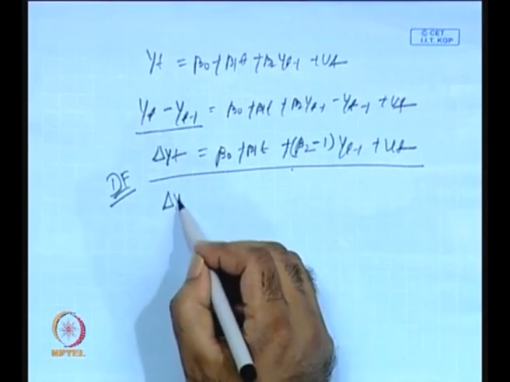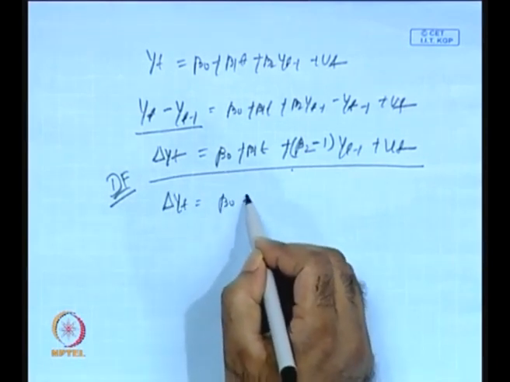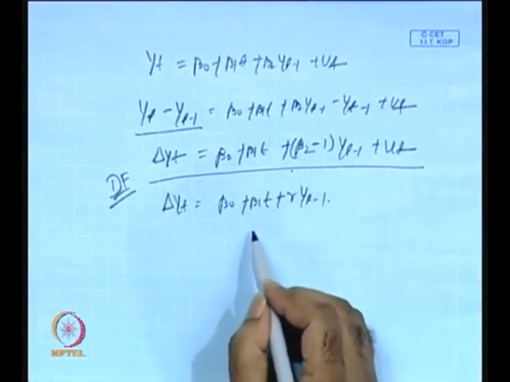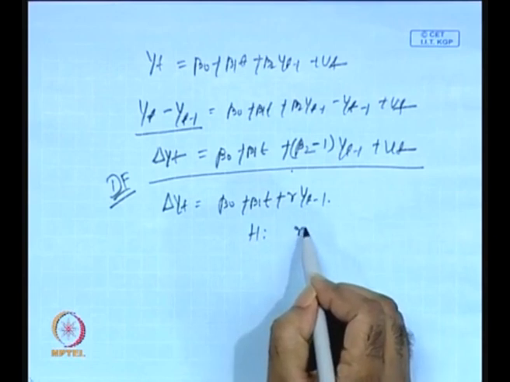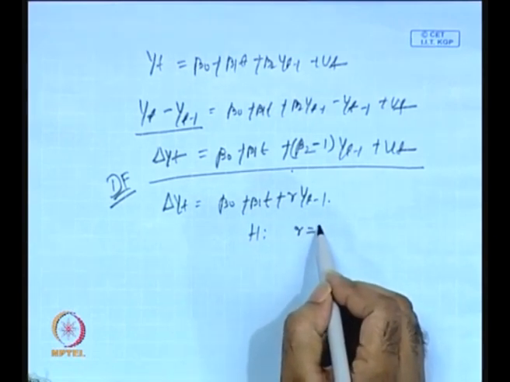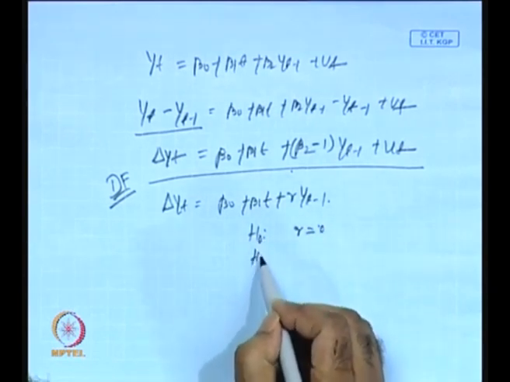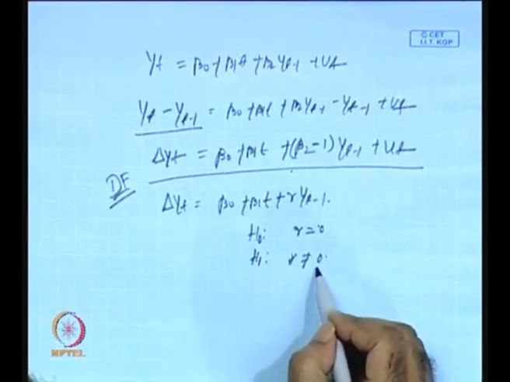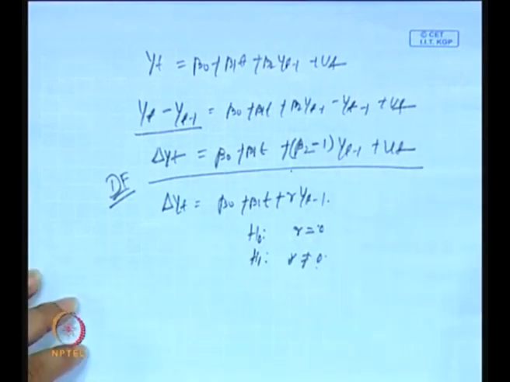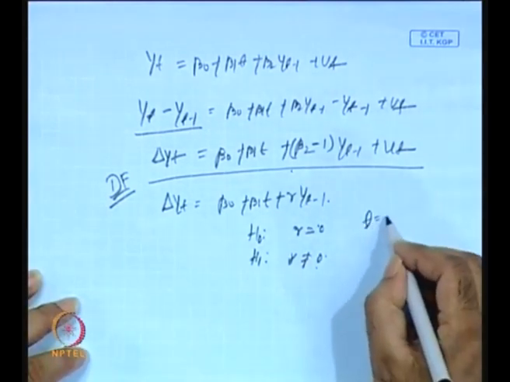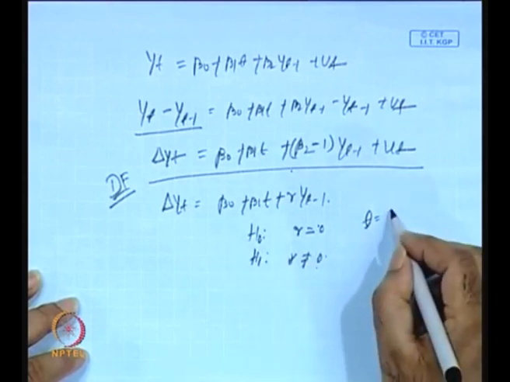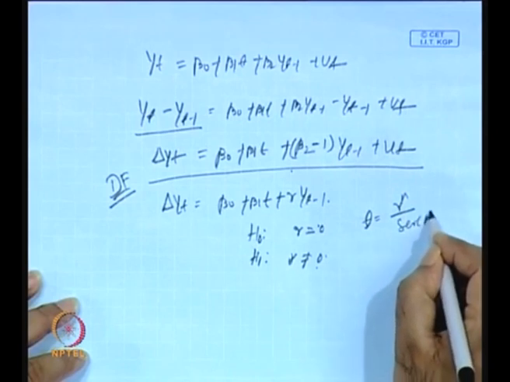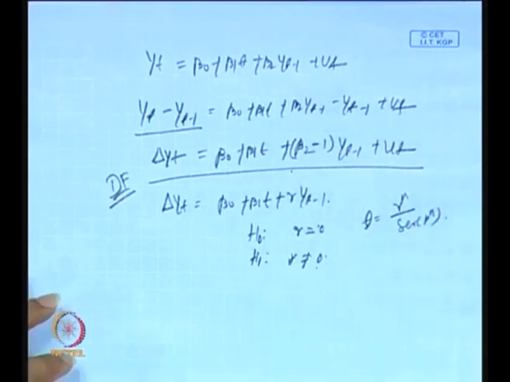Now I can write delta y_t = beta_0 + beta_1 t + gamma y_(t-1). Here the null hypothesis is that gamma equals 0, against the alternative hypothesis that gamma is not equal to 0, that is, gamma is less than 0. Of course, here you have to apply the t statistic to know the significance level, which is gamma hat divided by the standard error of gamma hat. This is how you calculate the Dickey-Fuller statistic.